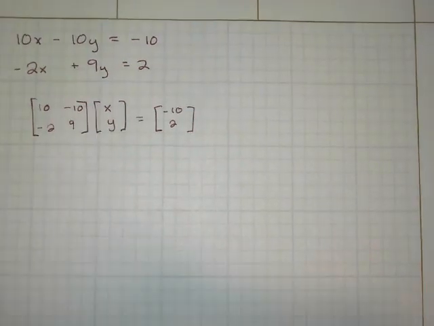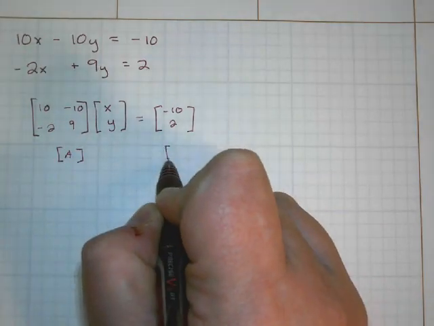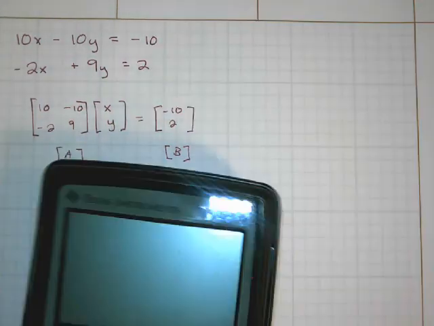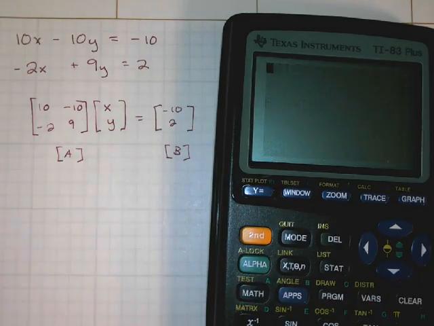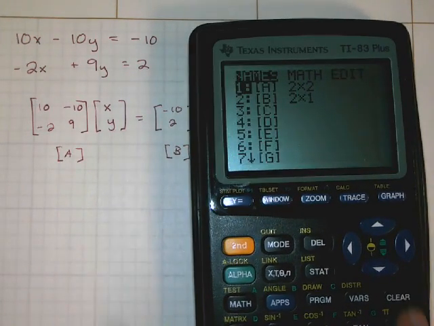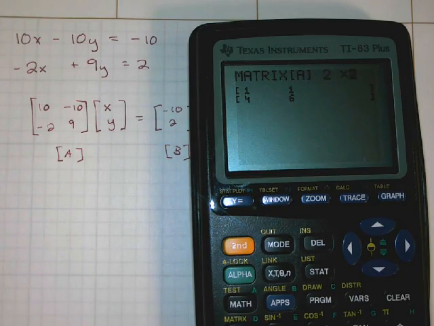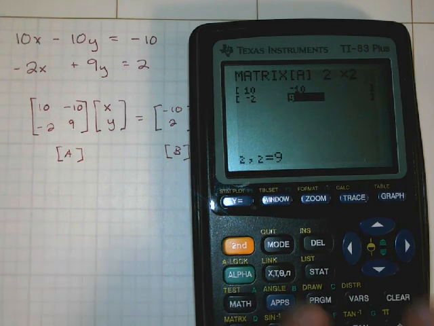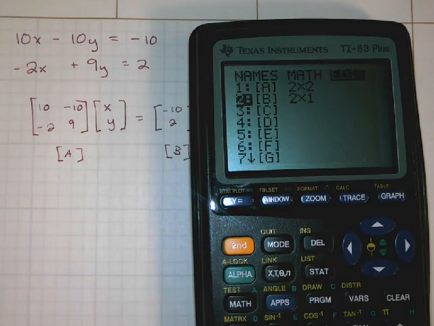Before I get any further, I'm going to set up my matrices in my calculator. So this will be matrix A, and this will be matrix B. And to set it up, I'm going to turn my calculator on, clear some stuff out. Second, x to the negative 1 gets me my whole menu. I need to go over to Edit, and I'm going to edit A. It is going to be a 2 by 2, and then I'm going to have 10, negative 10, negative 2, and 9. I'm going to quit, go back into my menu, edit, B.